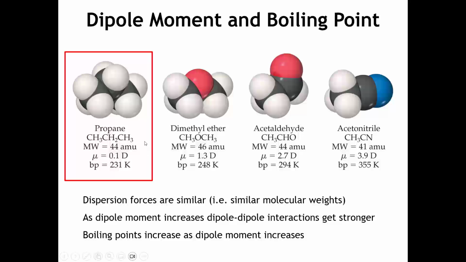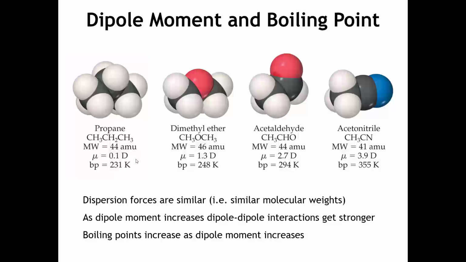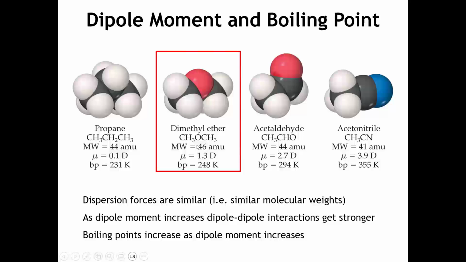The only thing that's really going on that's holding the propane molecules together is dispersion forces. And we see here that the boiling point is 231 Kelvin. And that's consistent with the fact that you know propane is a gas at room temperature. If we go to dimethyl ether, which is almost the same molecular weight, we get now a non-negligible dipole moment. And the boiling point goes up a little bit. It goes up by 17 Kelvin. So we're adding in a bit of a dipole moment on top of the dispersion forces that are already there.